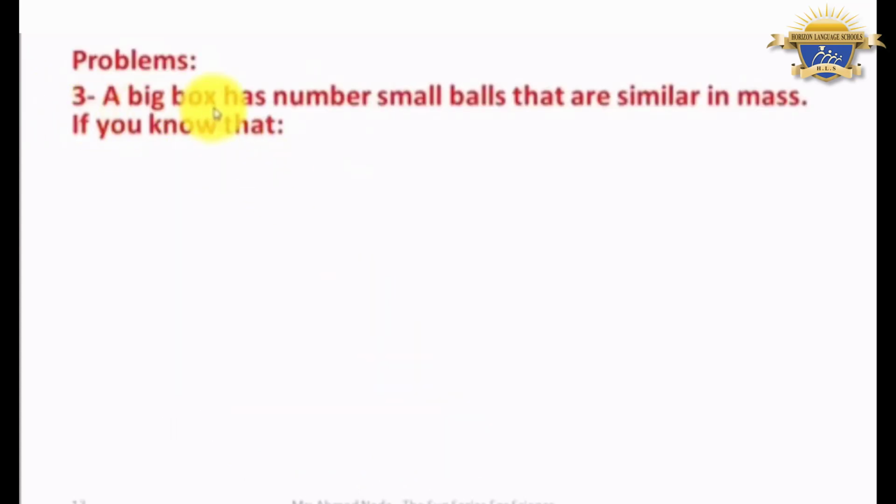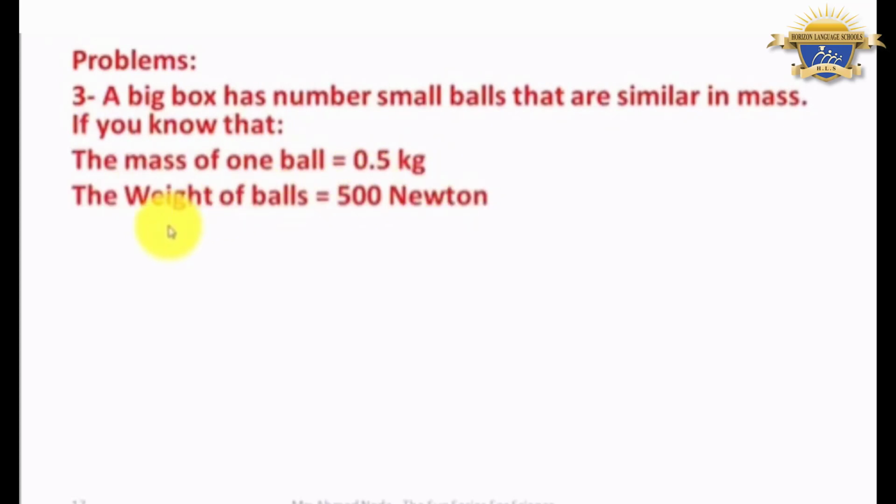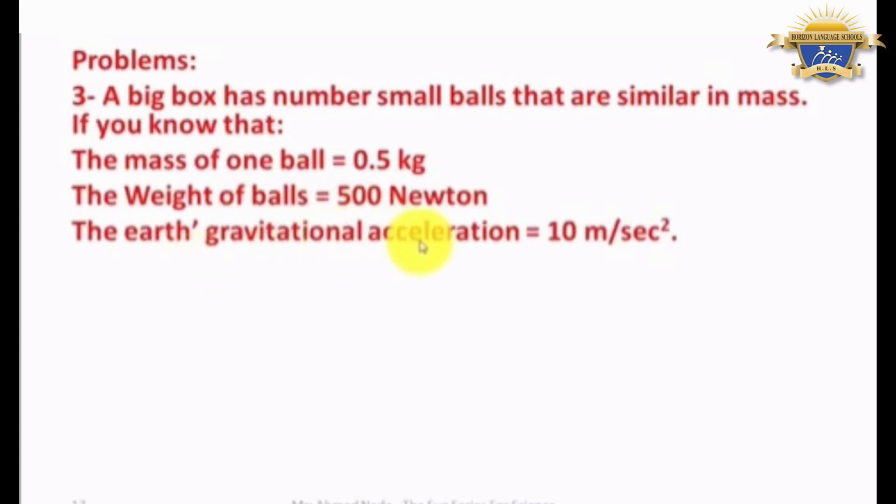Problem number 3. A big box has a number of small balls that are similar in mass. If you know that they are similar in mass, this is N. The mass of one ball is 0.5 kilogram. The weight of all the balls equals 500 Newton. The Earth's gravitational acceleration equals 10 meters per second squared. What is the solution? I have the mass of one ball, but I don't have the number of small balls.